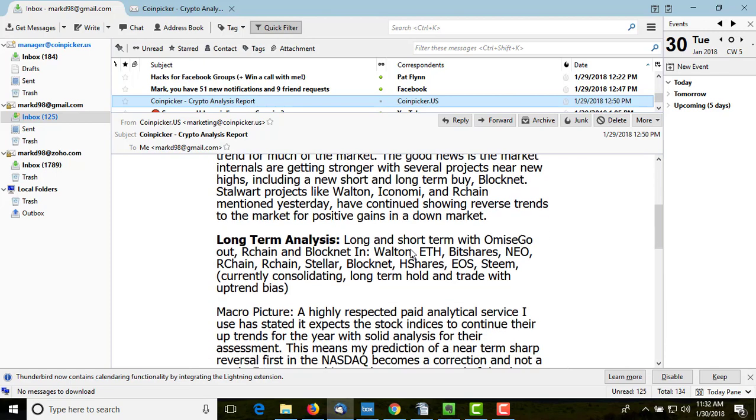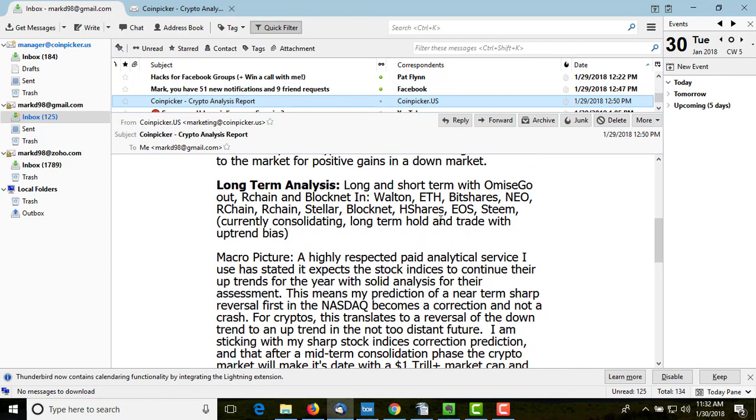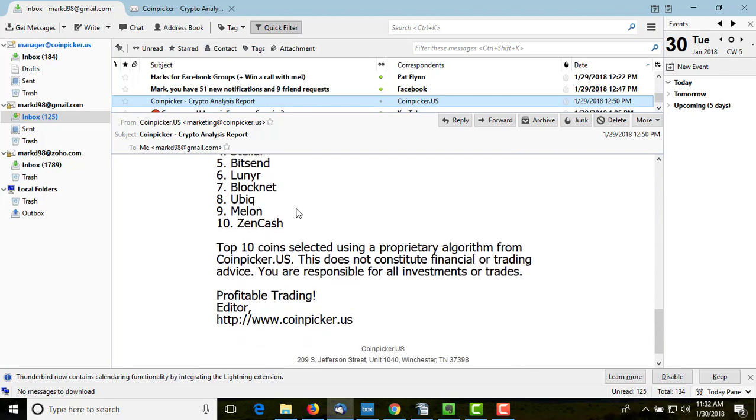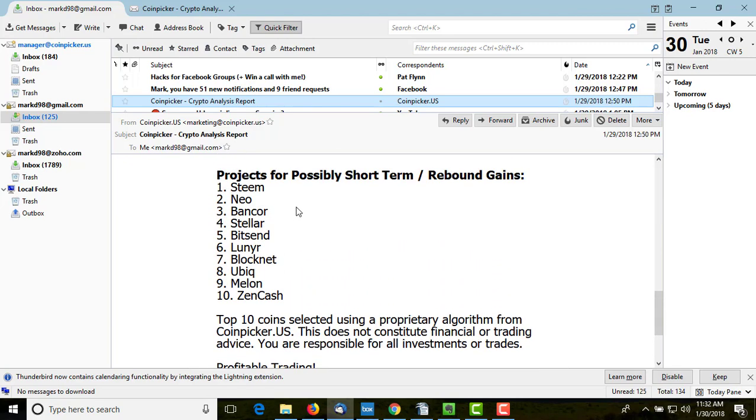But I also mention what short-term buys to swap out and which ones to add in. Walton has been a long-term one, BitShares, Neo, R-Chain. Actually, I put R-Chain in there twice. I really wanted to put another one. Ryblox is what I was going to put in there, but I screwed that up. Anyway, I give you a portfolio for the day, basically. So that's what I called it. I knew it was happening.